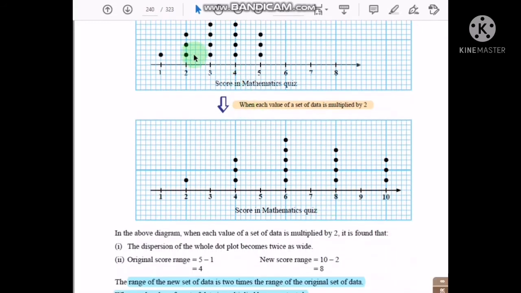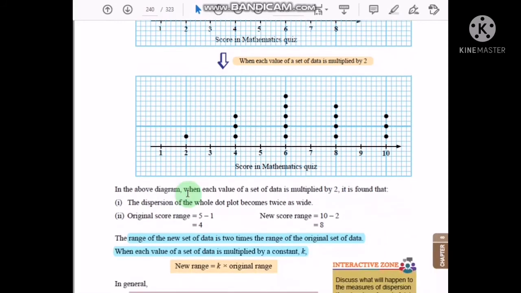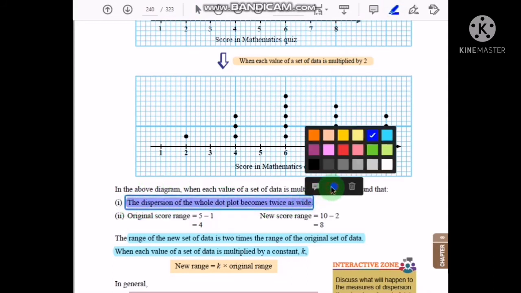Okay, so this is how the dot plot is. And you can see that in the above diagram, when each value of a set of data is multiplied by 2, it is found that the dispersion of the whole dot plot becomes twice as wide. Dispersion of the dot plot will become twice. The dispersion of the whole dot plot becomes twice as wide.